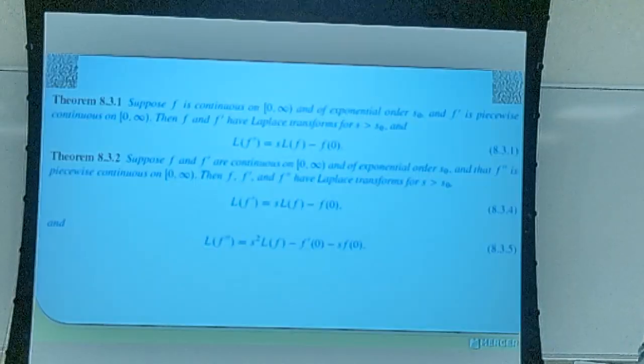S cubed times the transform of f minus s squared f of 0 minus s f prime of 0 minus f double prime of 0. That's what it is. So you always start with the f of 0 and then work your way down from there based on the order of the derivative. I don't think we have to worry about that because everything will work with second orders.